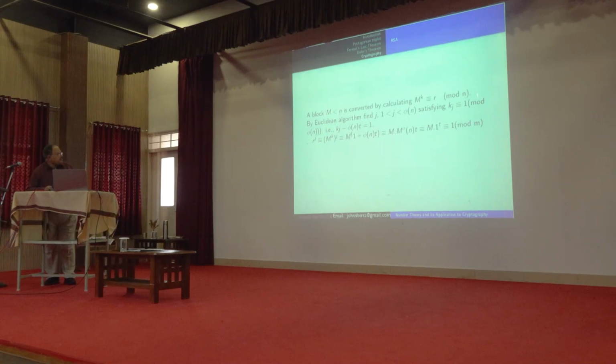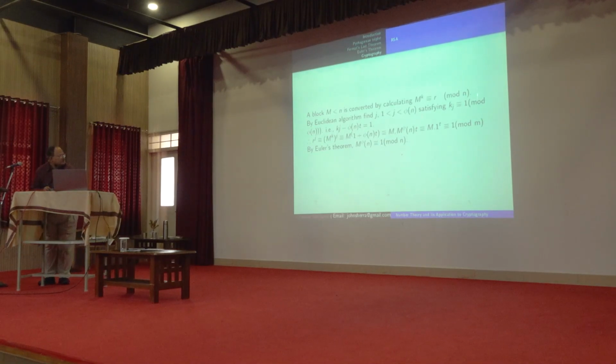And here is the theorem that is used: M to the power of phi of N is congruent to 1 mod N. Because of that, you get back M. The power has come down. So that's how it happens. Now I'll take an example, then it becomes easy.